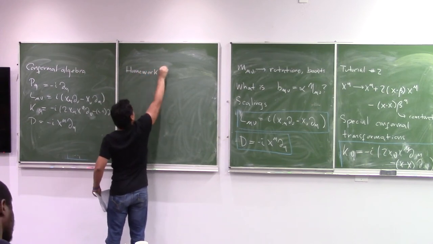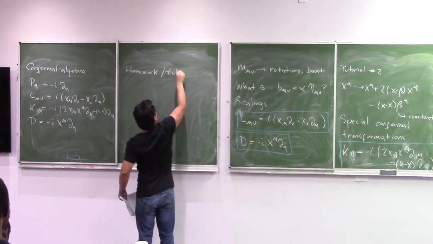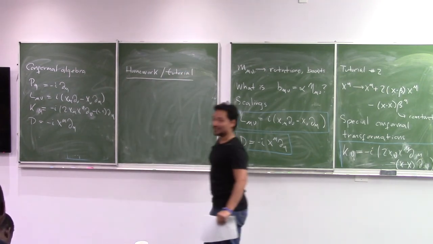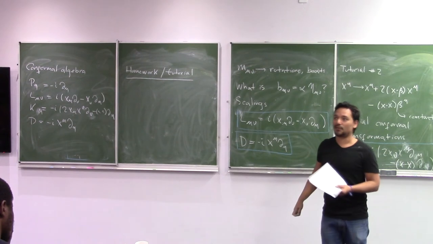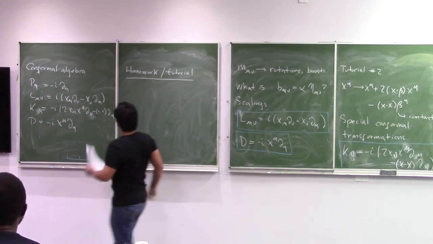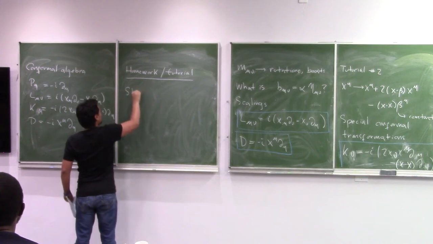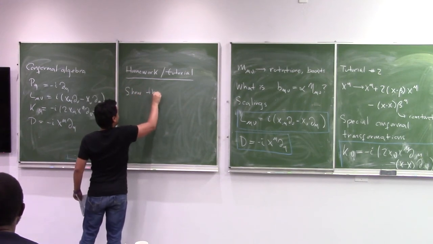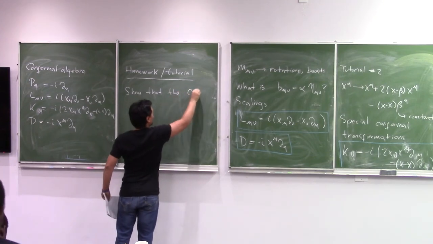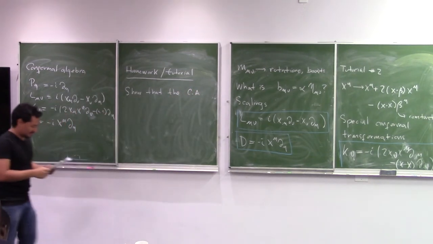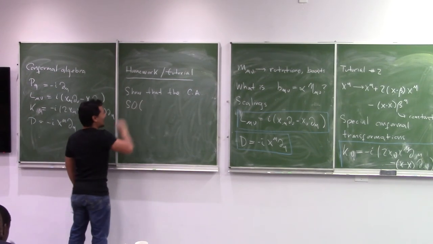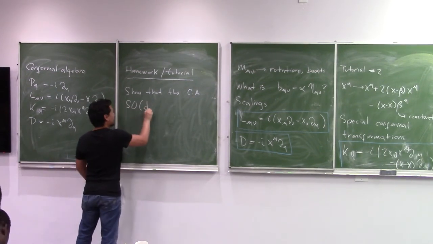So, homework / tutorial. This means that many will not manage to finish it in the tutorial, but you have to finish it at home. Maybe it should be the opposite. And this is to show that the conformal algebra is actually isomorphic. You can write it down as SO(D, 2).